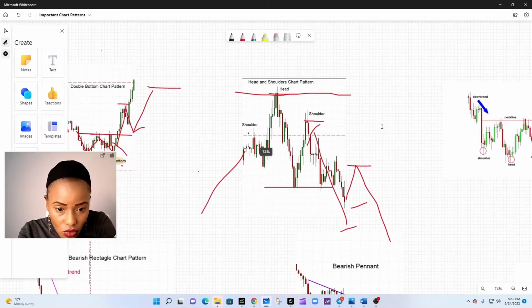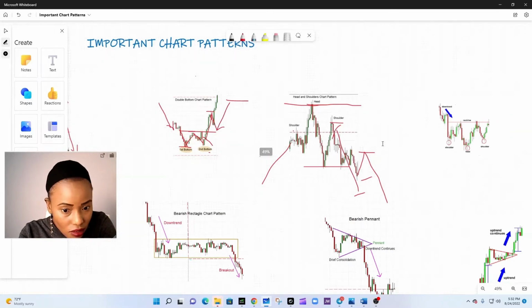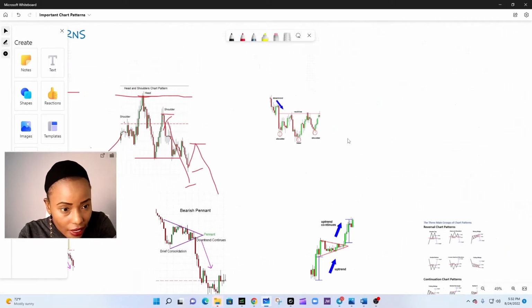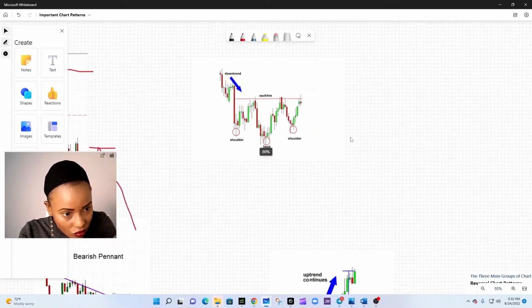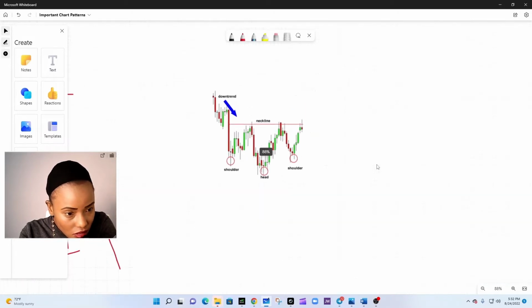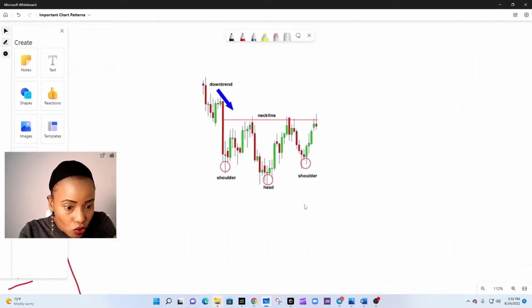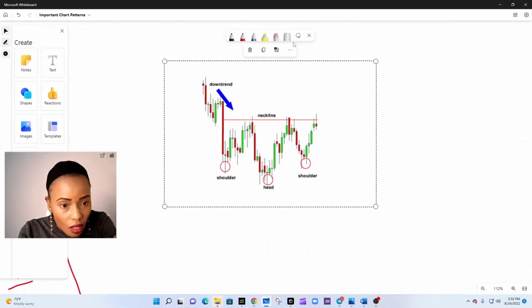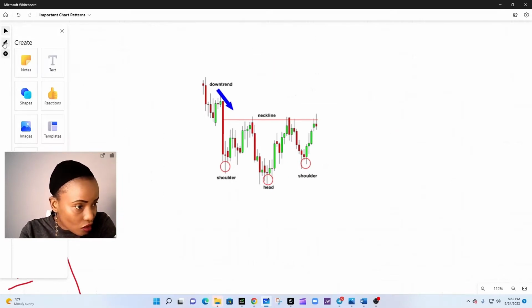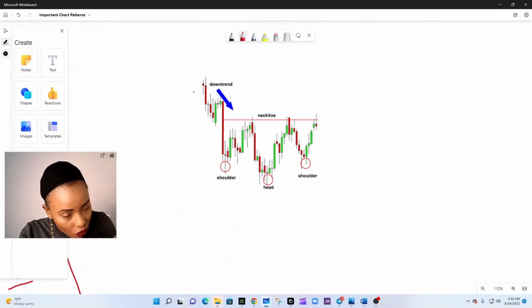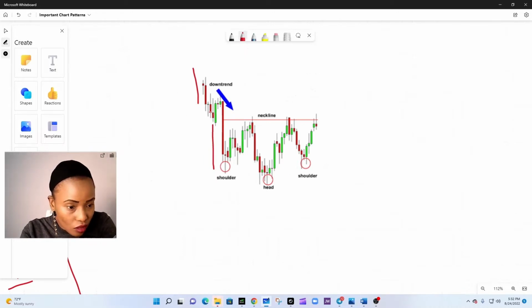The reverse is true with the head and shoulders. Our next chart pattern formation is the inverse head and shoulder, which usually happens at the end of a downtrend. So here we can see this is a downtrend. How do we know it's a downtrend? Prices are pushing lower and lower. You can see the big impulsive bearish candles which are pushing the prices lower.